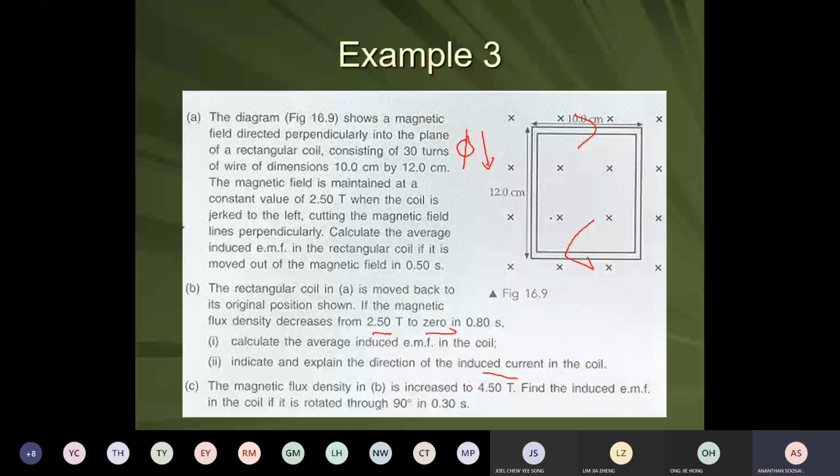Okay, now look at C. One minute for you.